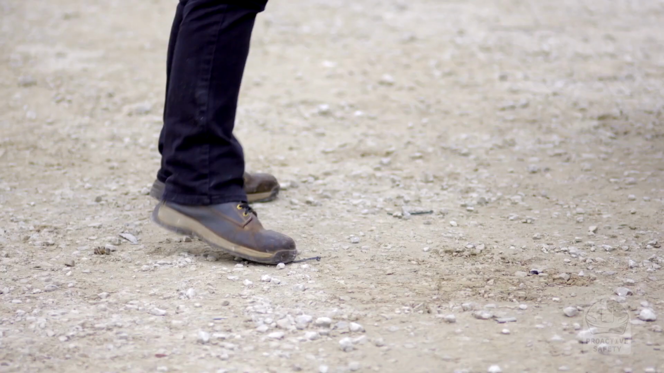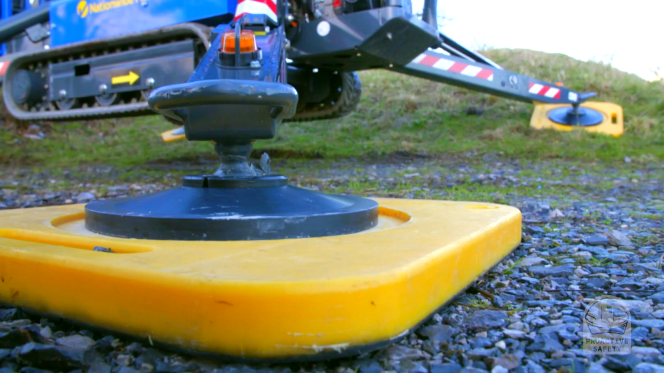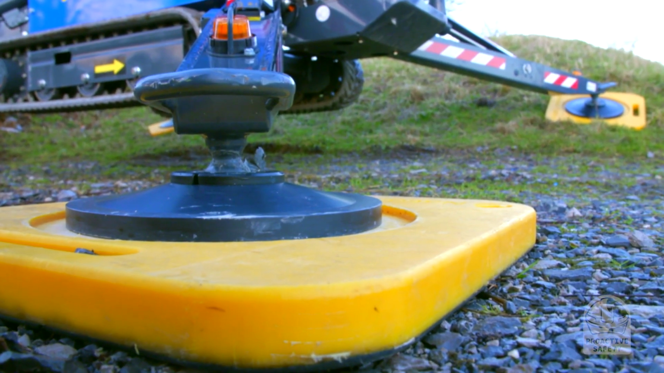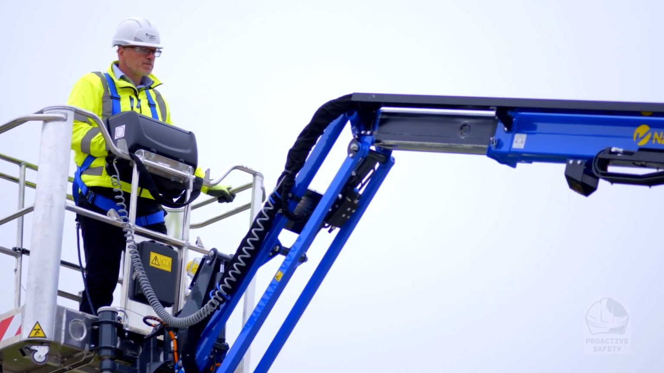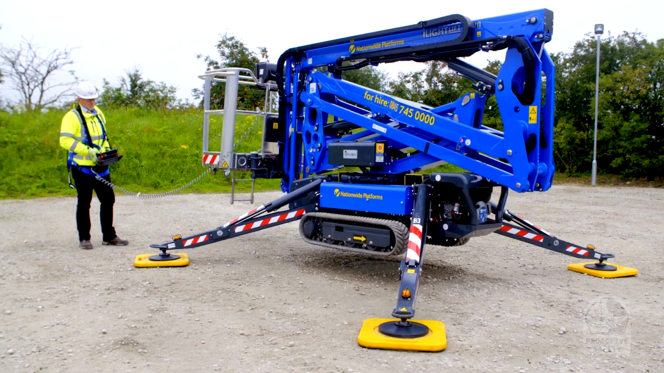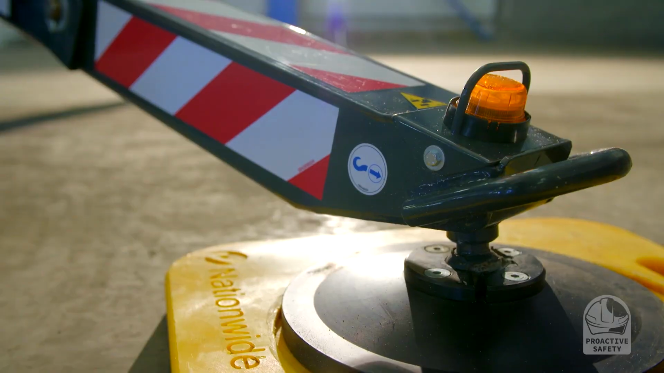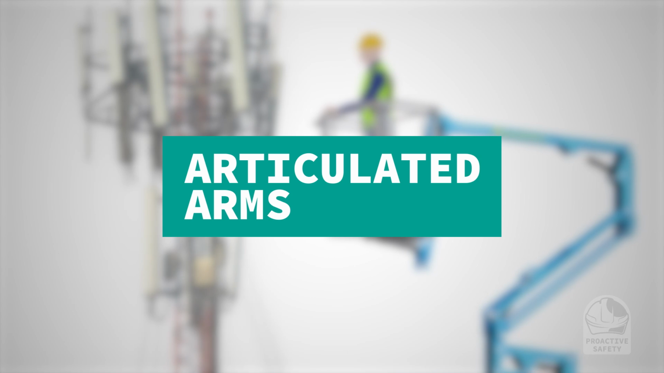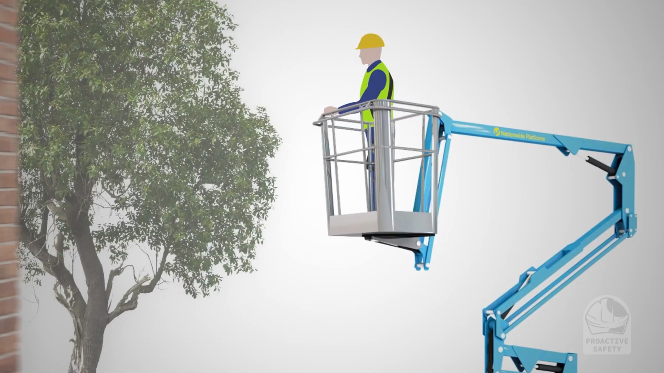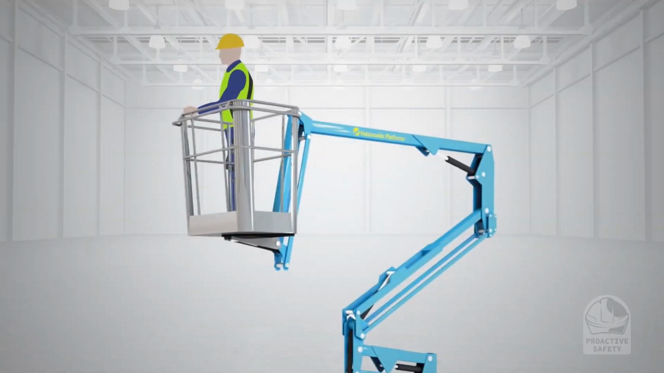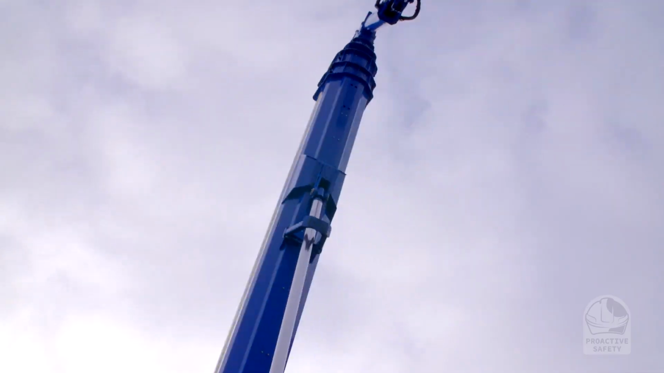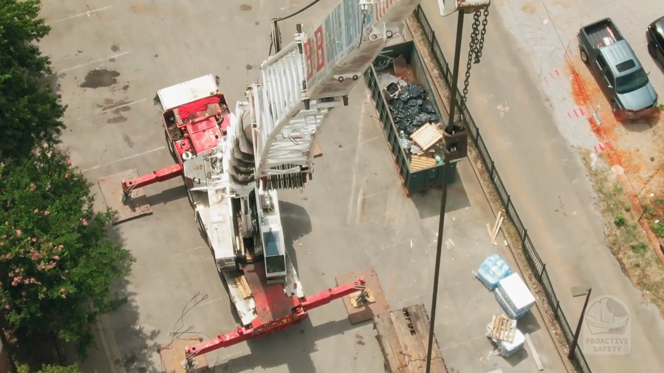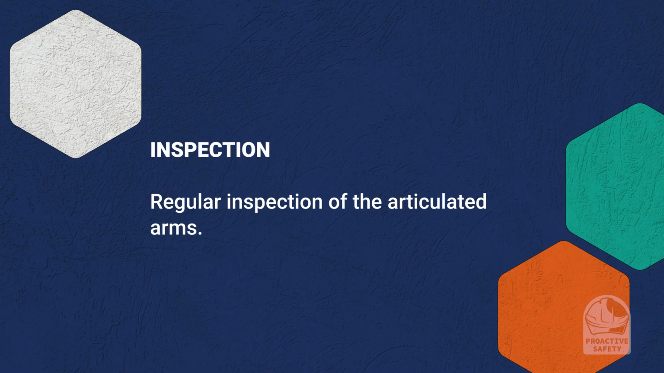Gliding pads. Glide pads are used to protect the surface on which equipment is placed and provide stability, or they're also used to give more stability to the mast or arm when extending each section. When inspecting, check the integrity of the pads. Articulated arms. The articulated arms are sections that allow the platform to bend and adjust to different angles to access difficult areas. Regular inspections of the arms are required.